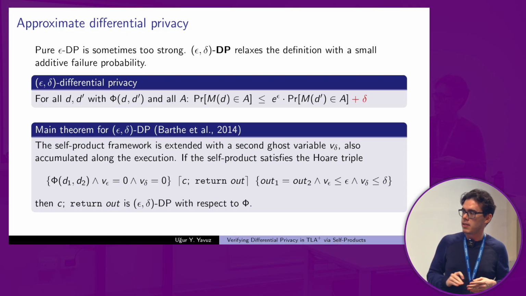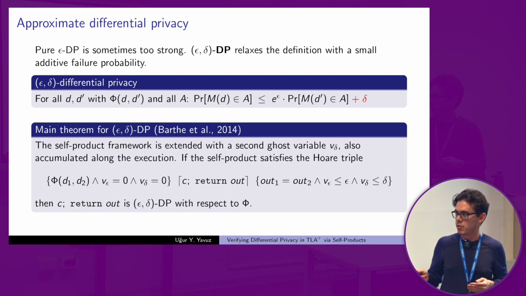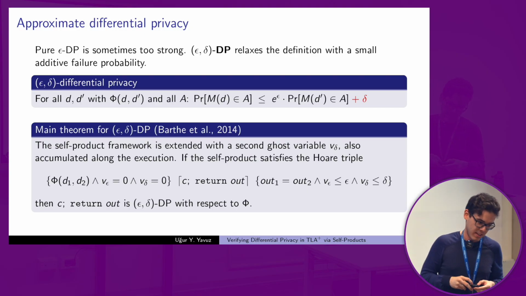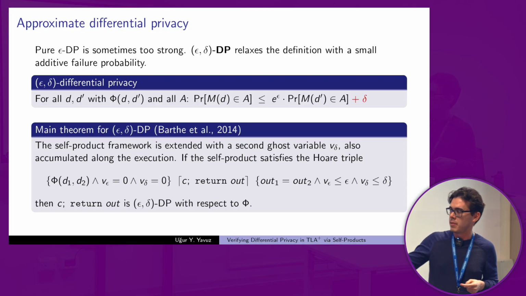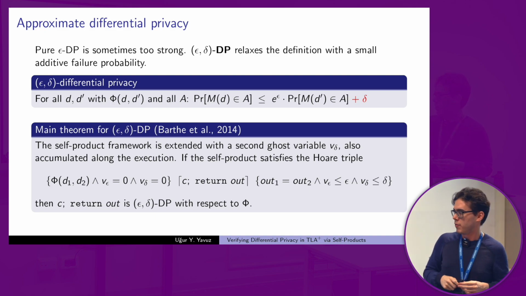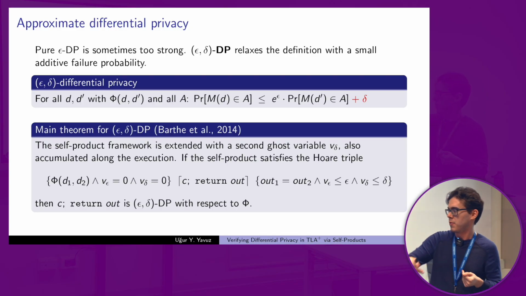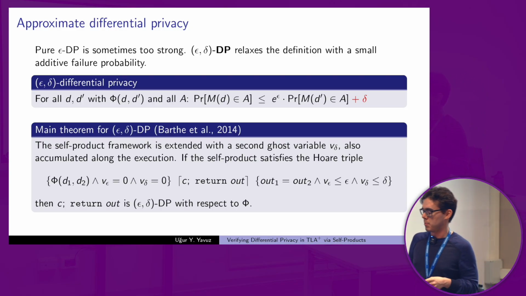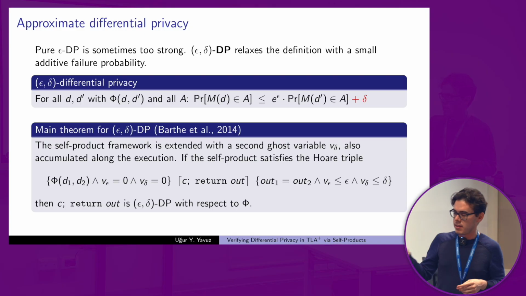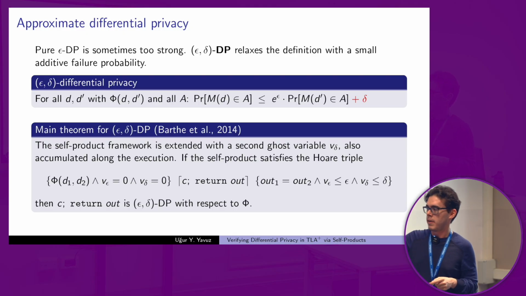And then the main extended theorem says if the self-product satisfies the Hoare triple with the precondition that has v epsilon and v delta both initialized to 0, and again, the inputs are related by phi, and then in the postcondition, if you have that both outputs are equal, as before, the epsilon bounded as before, plus v delta now being bounded by some parameter delta, then the claim is that the original program C, return out, is epsilon delta differentially private with respect to phi.